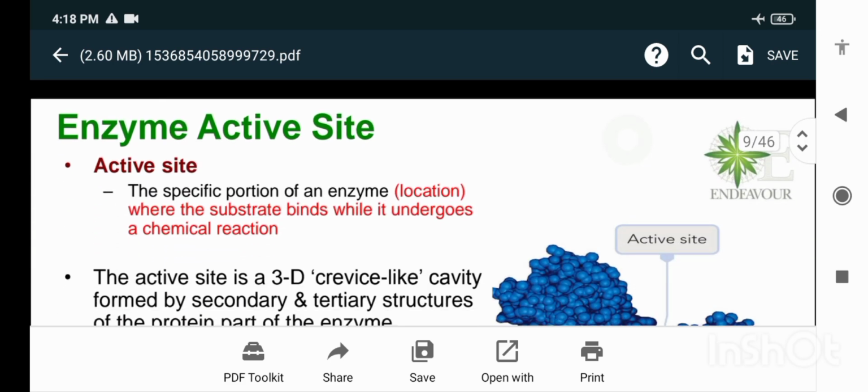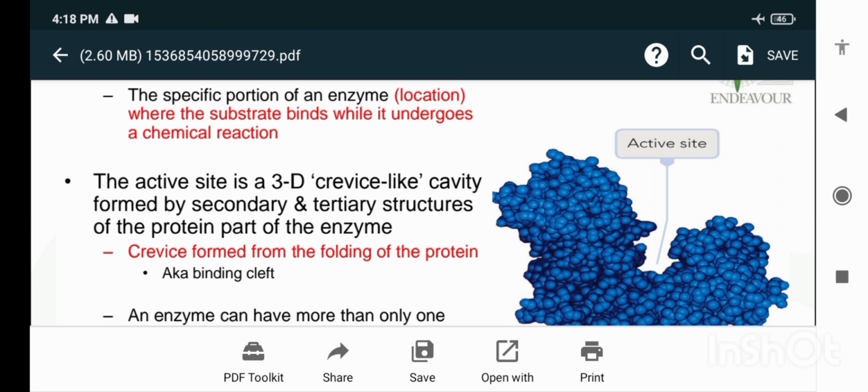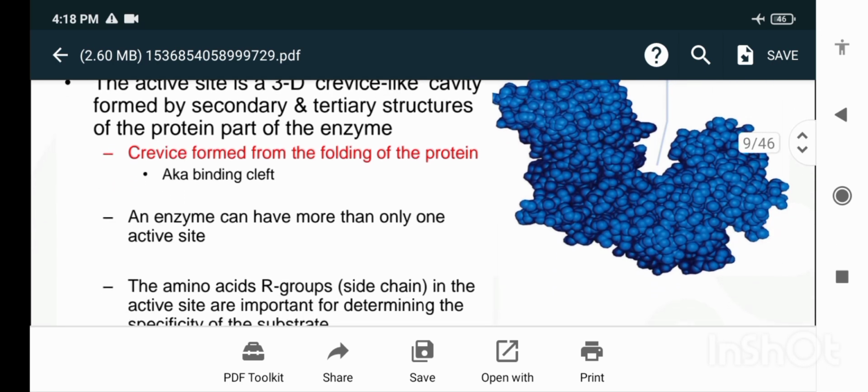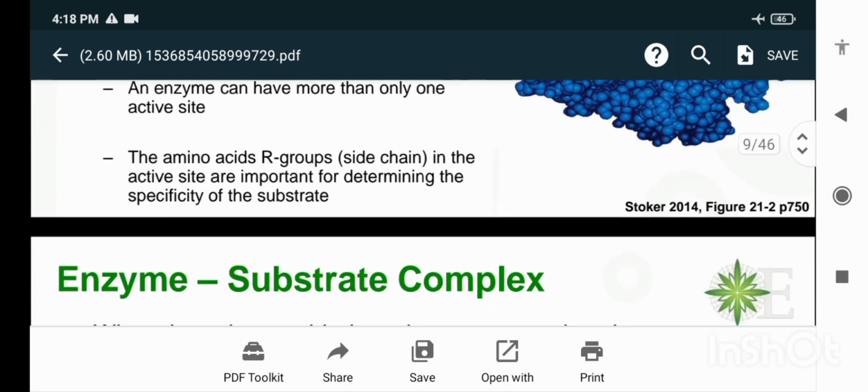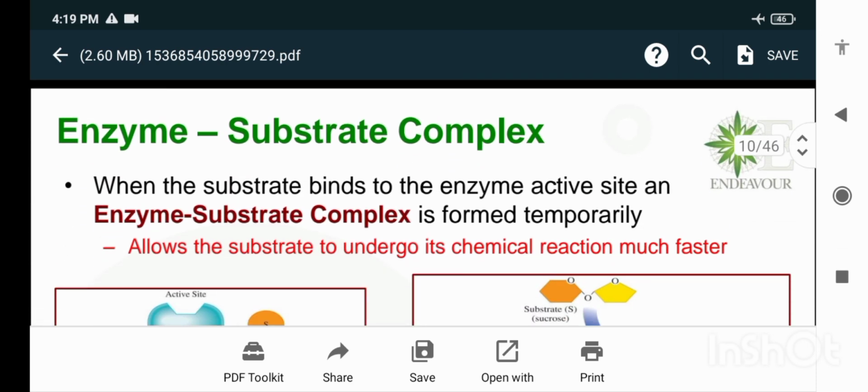Enzyme active sites. Active site: the specific portion of an enzyme where the substrate binds while it undergoes a chemical reaction. The active site is a 3D crevice-like cavity formed by the secondary and tertiary structures of the protein part of the enzyme, a crevice formed from the folding of the protein, also called a binding cleft. An enzyme can have more than one active site. The amino acids, meaning R group side chains, in the active site are important for determining the specificity of the substrate. Enzyme-substrate complex.